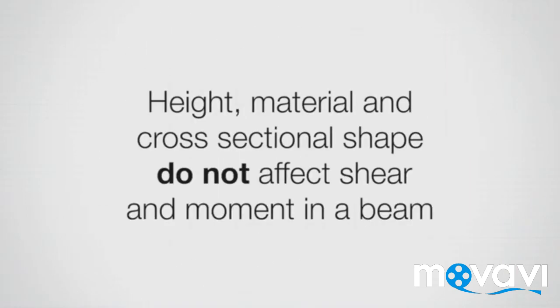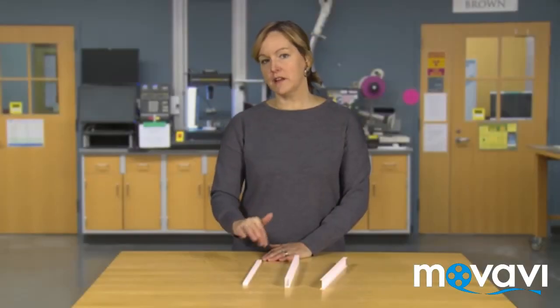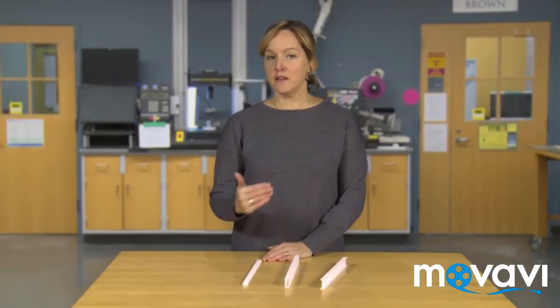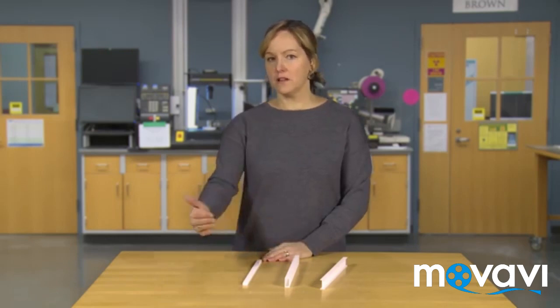You should have hopefully found that the height, the material, and the cross-sectional shape did not affect the shear and the moment, however. So if I put in a beam that is made of wood versus one that's made of plastic versus one that's made of steel, as long as they have the same supports and the same load applied, they will have the same shear force and moment along the length.